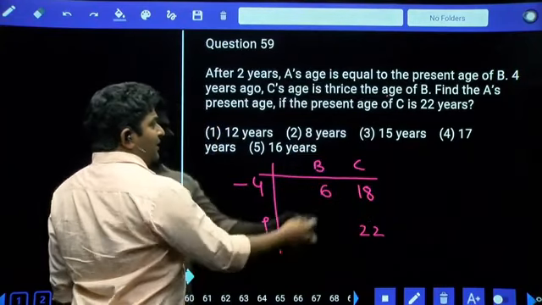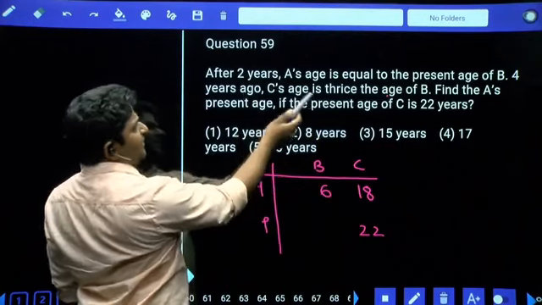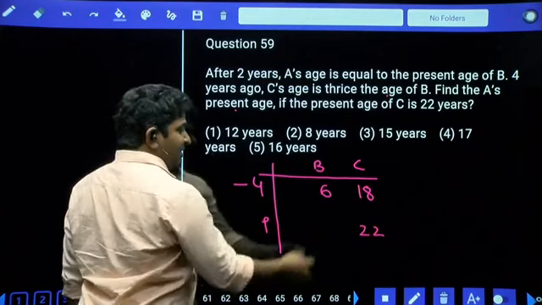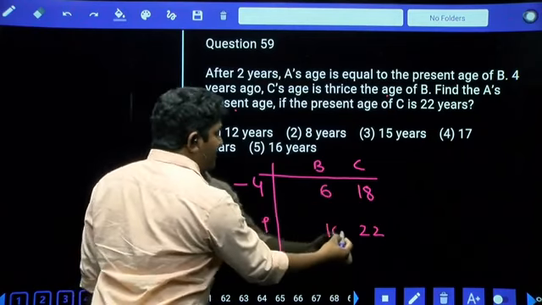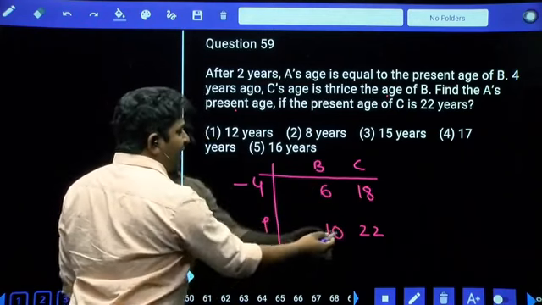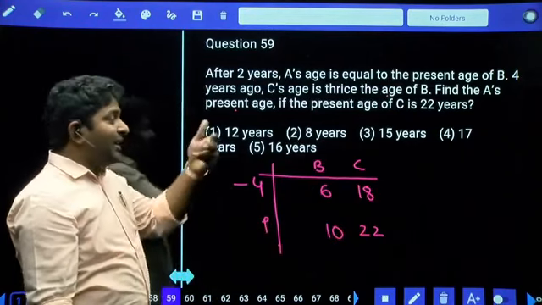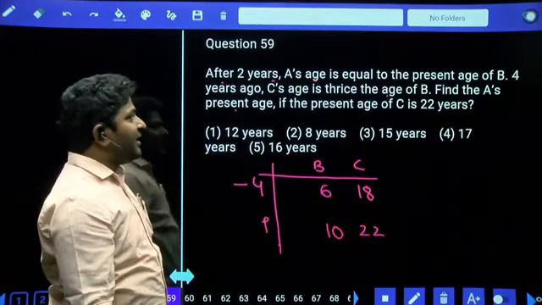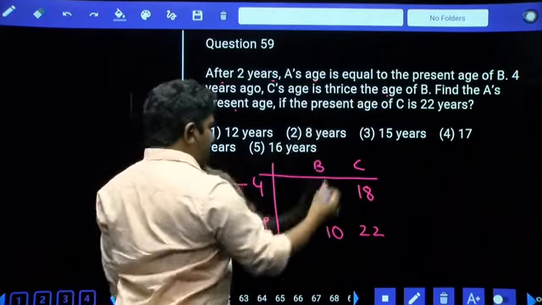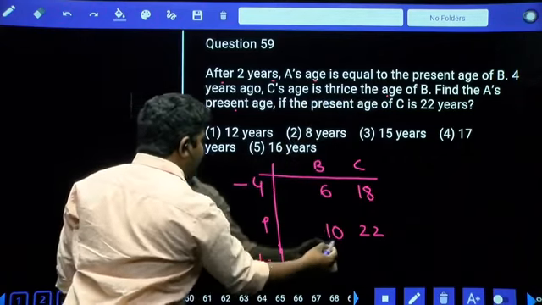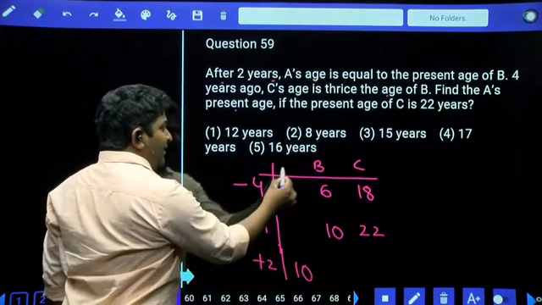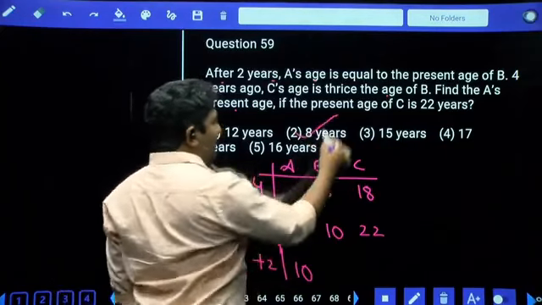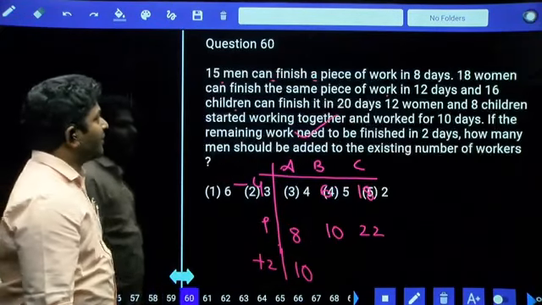And then you're asked to calculate A's present age. 4 years back, if B's age was 6 years, then present age of B must be 10. And the age difference between A and B must be equal to 2 years. And who is elder and who is younger? After 2 years, A's age is equal to B's present age. So after 2 years, A's age will be equal to the present age of B. Then A's age after 2 years becomes 10, so present age is equal to 8. Second option is our final answer.